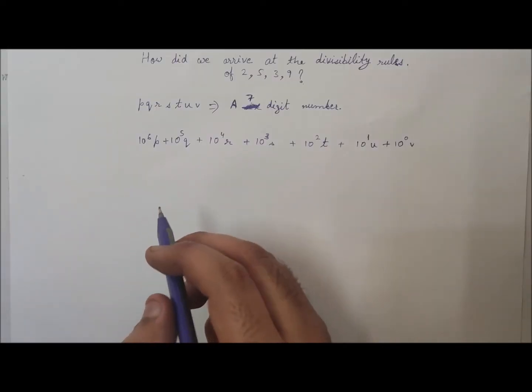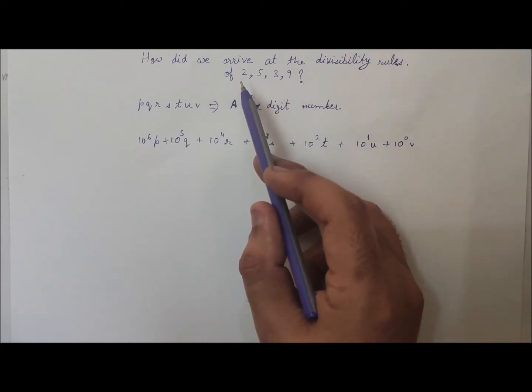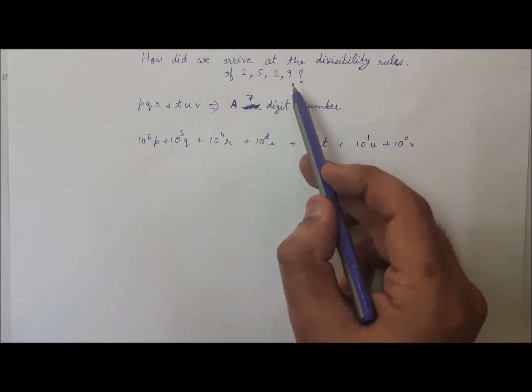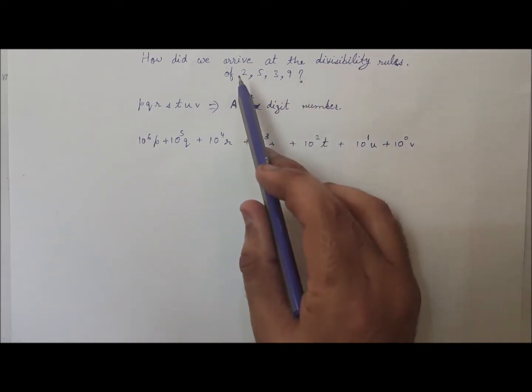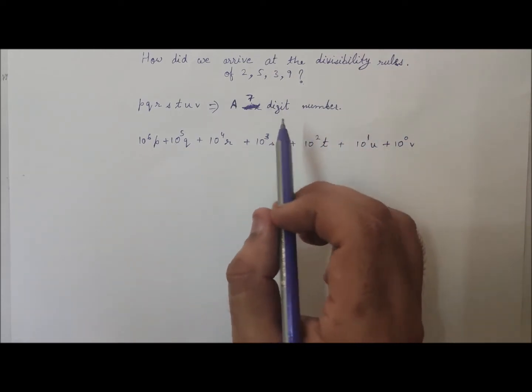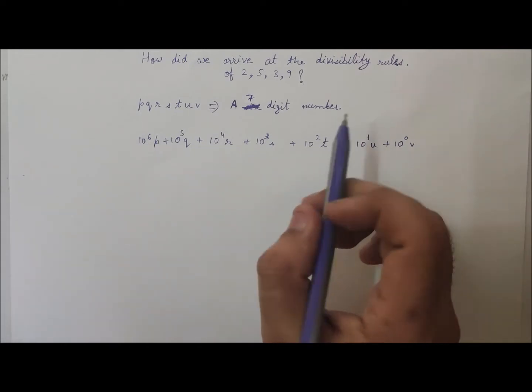I'm the professor. So in our earlier videos, we were discussing the divisibility rules for powers of 2, powers of 5, and for 3 and 9. A question arises in our mind as to how we arrived at the divisibility rules of these numbers. There's a logical outflow as to how we arrived at it.